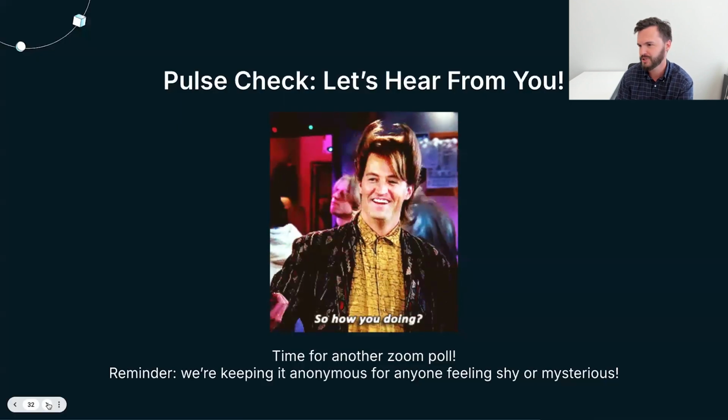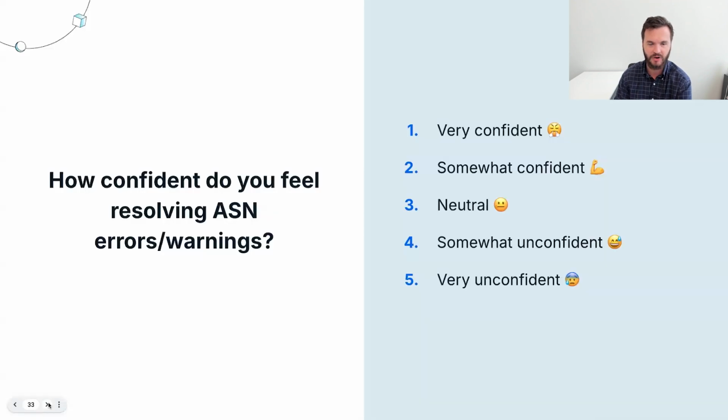All right, our final pulse check. How are we doing? How confident are you feeling about resolving ASN errors and warnings? Don't feel like you need to flatter us. This isn't for us, right? This is just about how you're feeling with this new Walmart update or process. Are you feeling super confident about that? Is it something that you've been dealing with a lot in the past, and now that you're dealing with this new update, you feel like you can apply your previous knowledge to it? Feeling somewhat confident, neutral, somewhat unconfident, or very unconfident? Feel free to share. I'll wait a couple more seconds here.